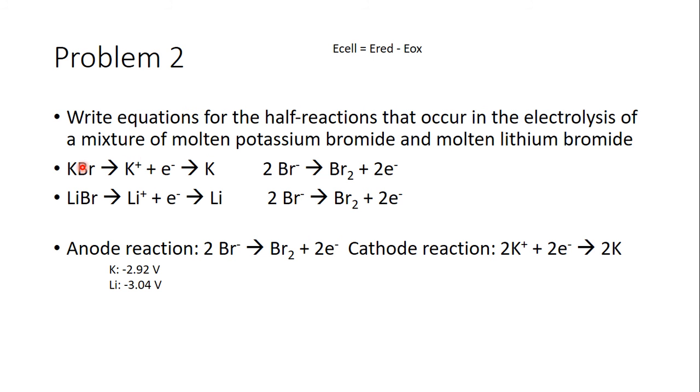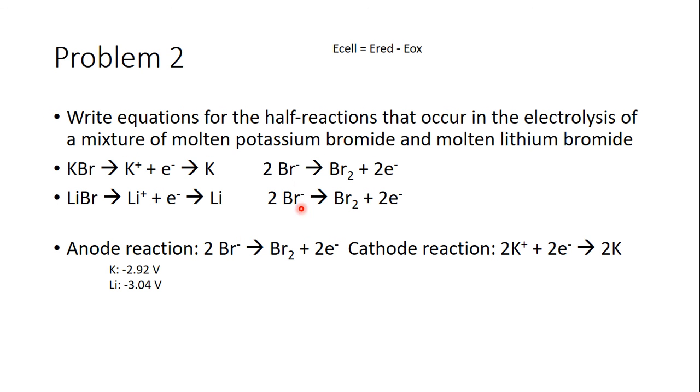So the first thing to do is write the half reactions that will happen when you split these elements up. Potassium will gain an electron and become potassium solid. Bromine will lose electrons, become Br2. Same thing for lithium, because lithium and potassium are in the same column. They all have the same reaction. Now we have to just realize which of these reactions will happen.